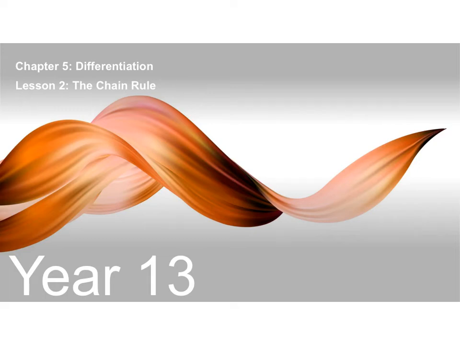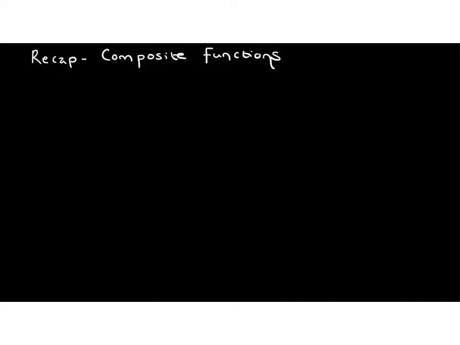Year 13, Chapter 5, Differentiation, Lesson 2, the chain rule for differentiation. So we're going to start off by recapping what we mean by a composite function. So I will provide an example of such a function. y equals (x + 5) all raised to the power of 7.